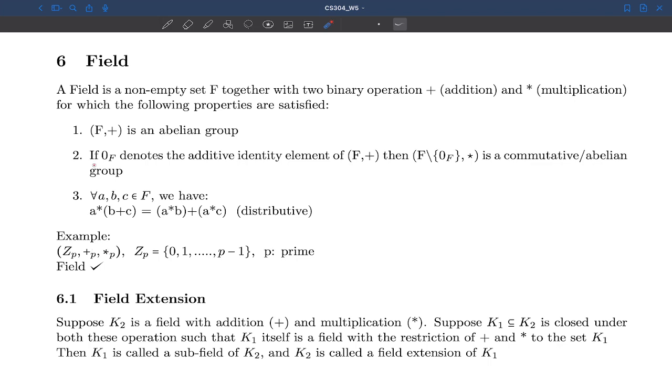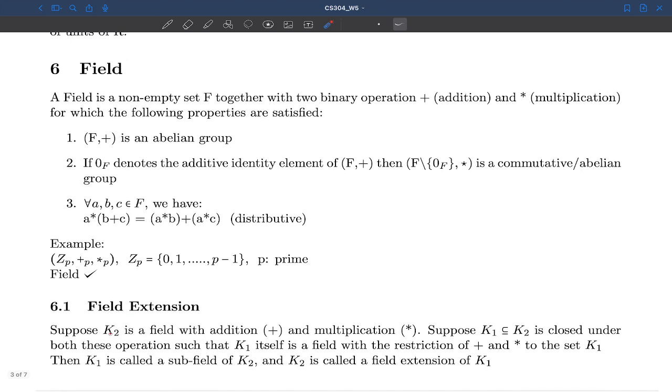Now the second property is, if we remove the 0, the only thing which is creating a problem is 0. 0 is not invertible. And what my field says is just remove the identity element of the first operator. So if we remove the 0, then we have the inverse of every element in this set. And also the star operator is distributive over the plus operator, that is from our elementary mathematics. So yes, this combination is a field.